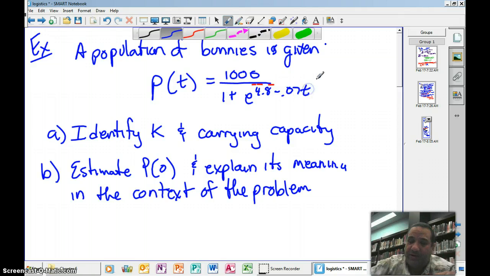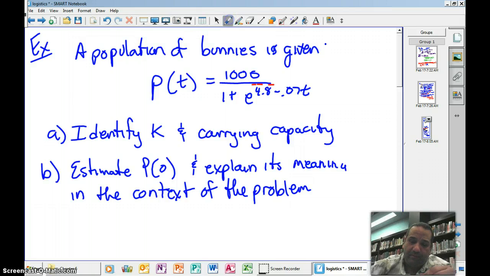All right. So that's our equation for this population of bunnies. Now part 1 says, identify K and the carrying capacity. Well, K looks like 0.07, because this is the K. You might say negative 0.07. I don't think so. I think it's just whatever's in front of t.